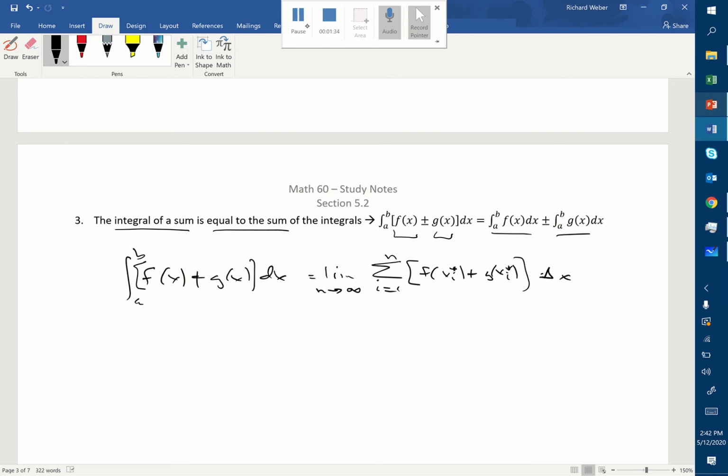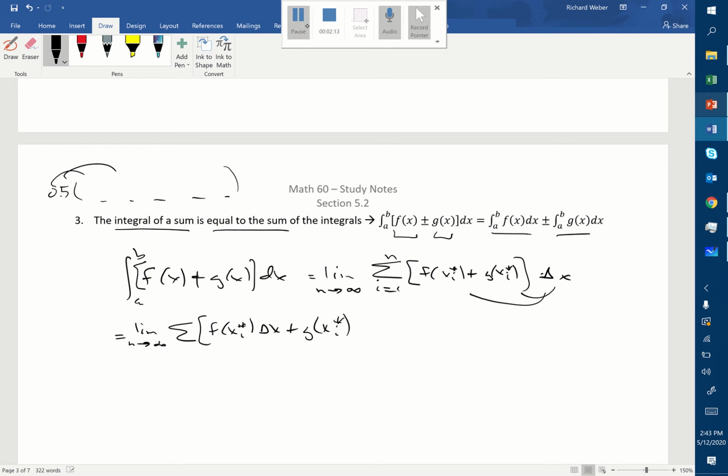Well, what you can do is distribute that delta x inside for every term, right? Remember we had in an earlier problem, 0.5 was my delta x, and it was multiplying with all the functions in there. I factored it out. Well, you can put it back in, okay? And we're doing it right now. So it's equal to the limit as n goes to infinity of the sum, and I'll write it as f of x sub i star times delta x plus g of x sub i star times delta x. And it's not like a major proof or anything.